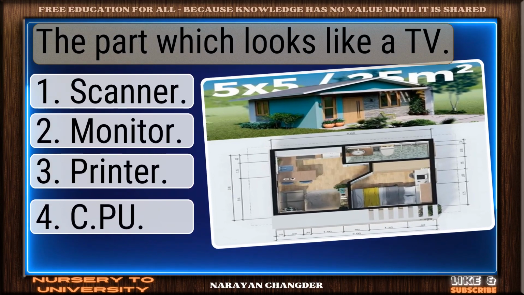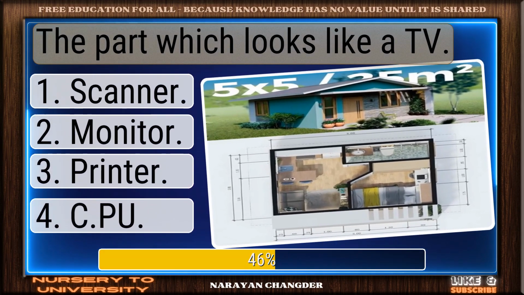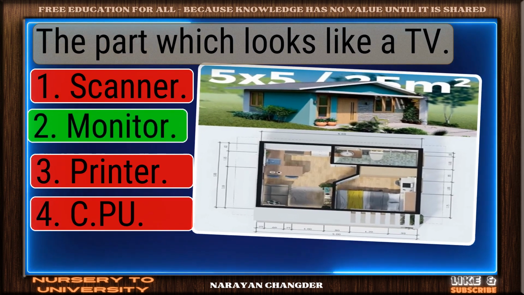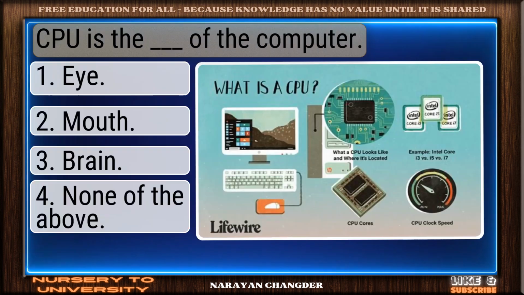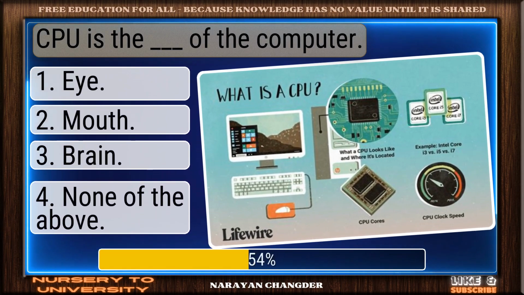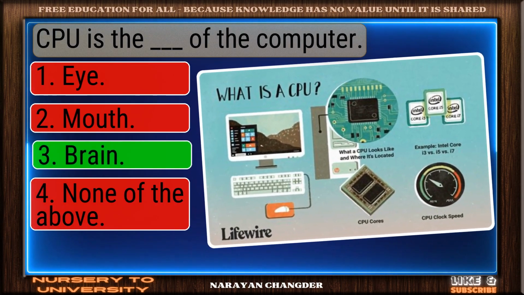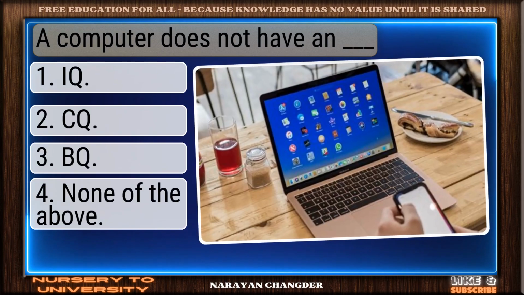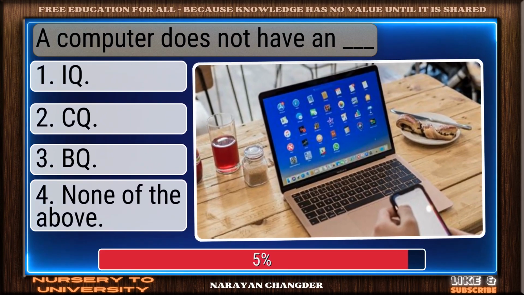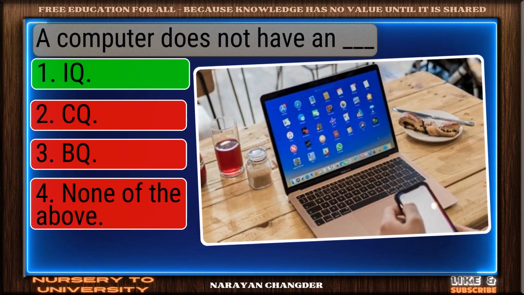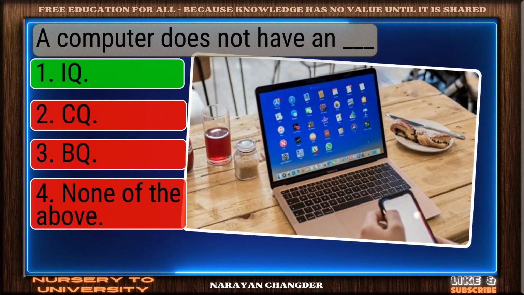The part which looks like a TV. Excellent choice. Monitor is the right answer. CPU is the dash of the computer. You're right. Brain is the correct answer. A computer does not have a dash. Good thinking. IQ is the right answer.